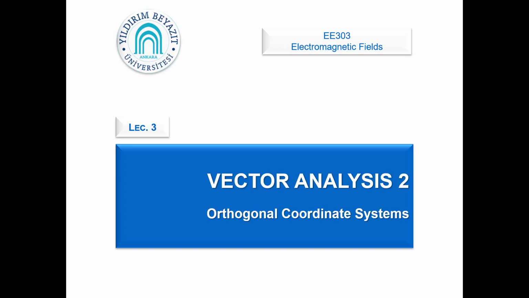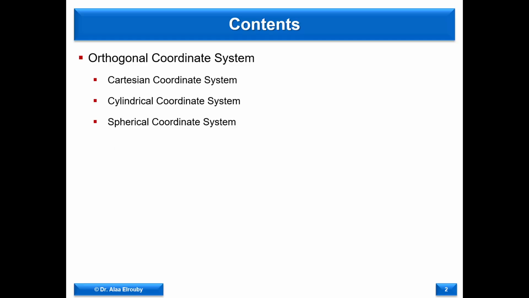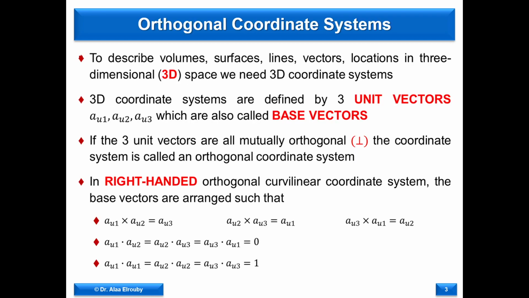Welcome everybody to lecture number 3, where we're going to talk about the orthogonal coordinate systems. In this lecture, we'll be talking about orthogonal coordinate systems, and very shortly we're going to understand the meaning of orthogonal, and we'll apply our learning on 3 different coordinate systems, which are Cartesian, cylindrical, and spherical.